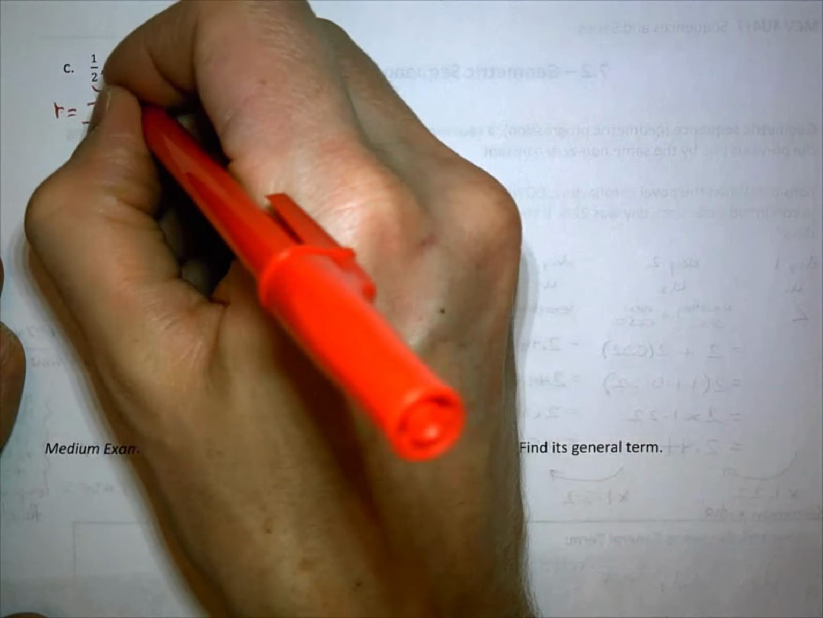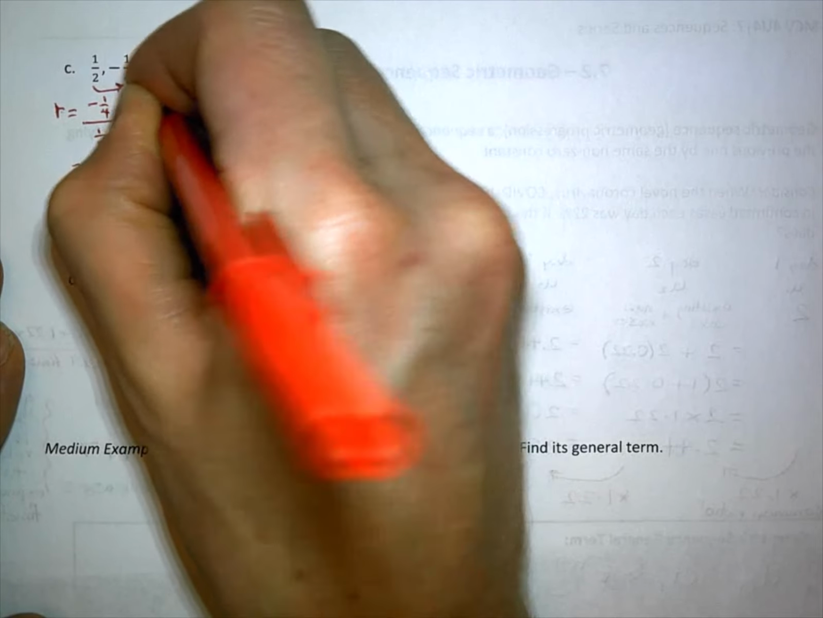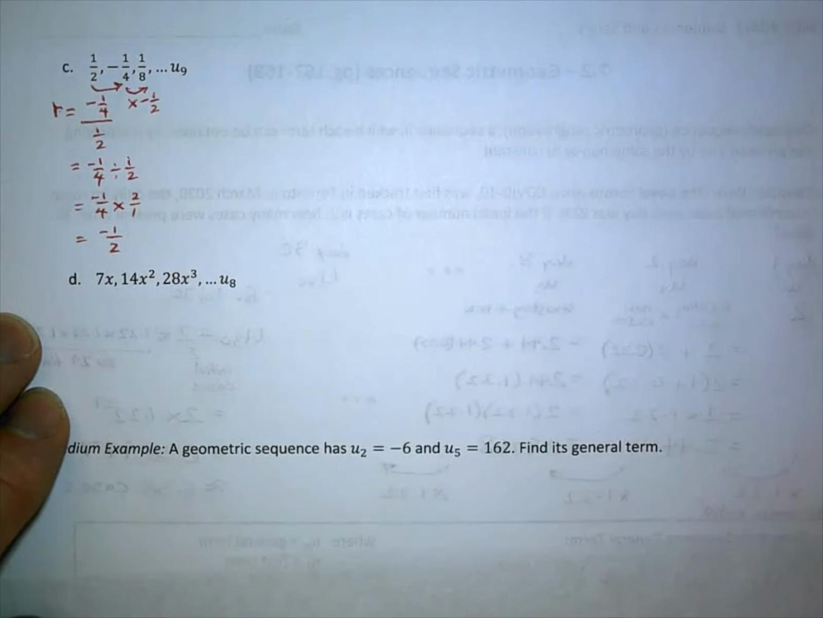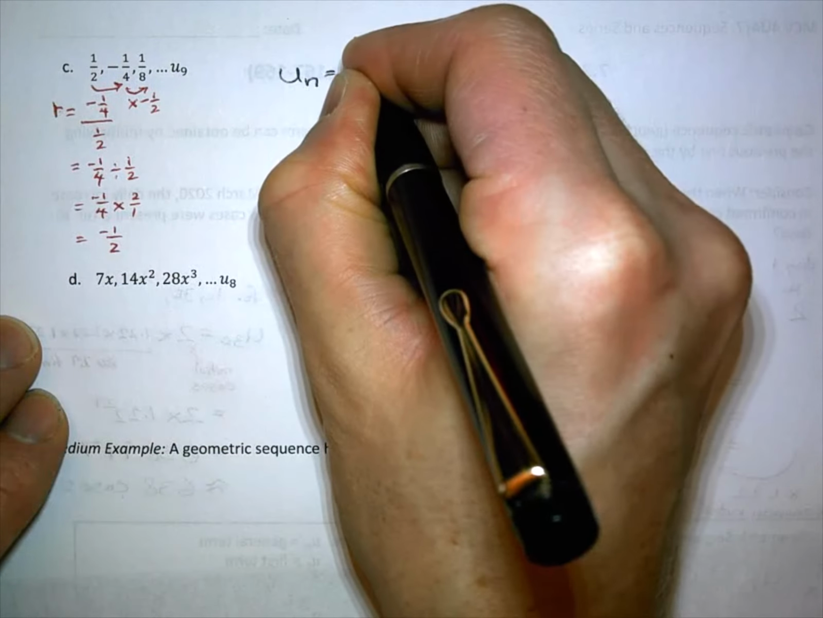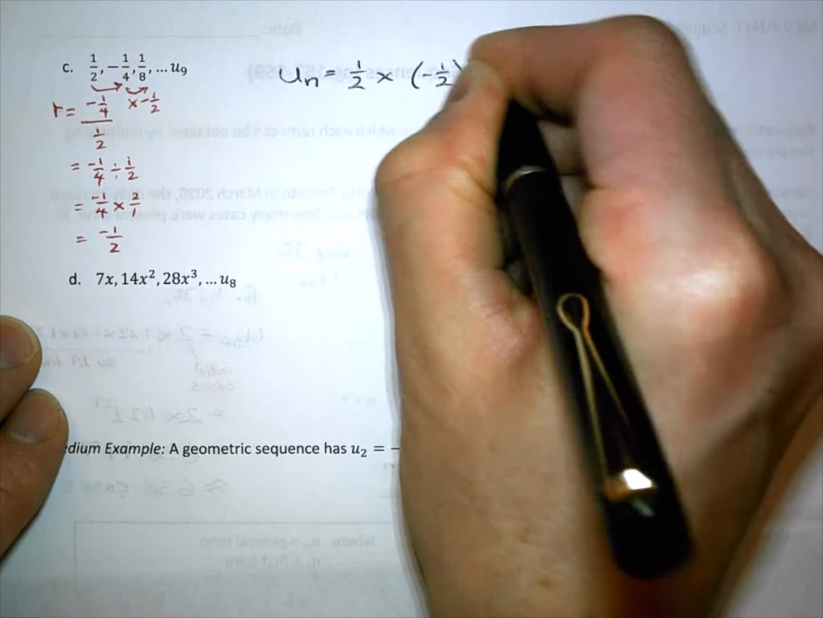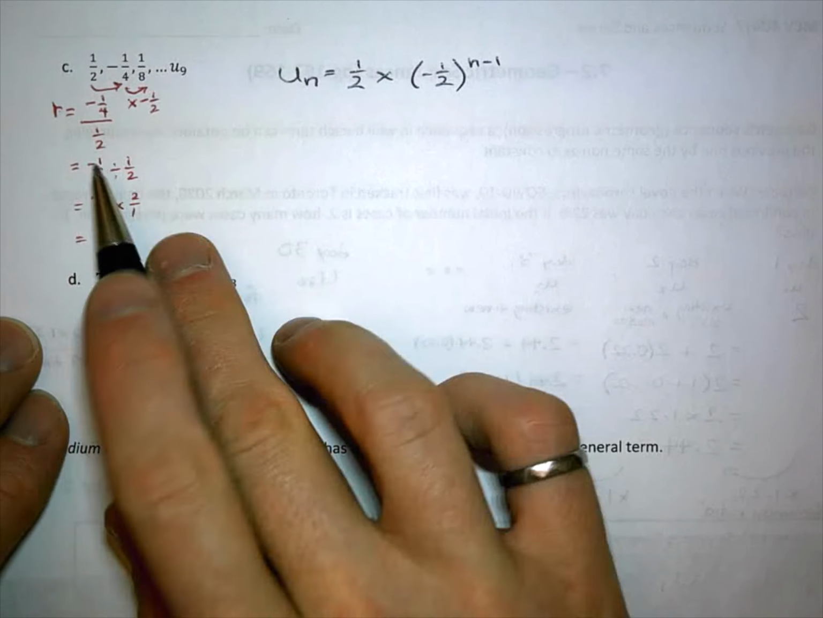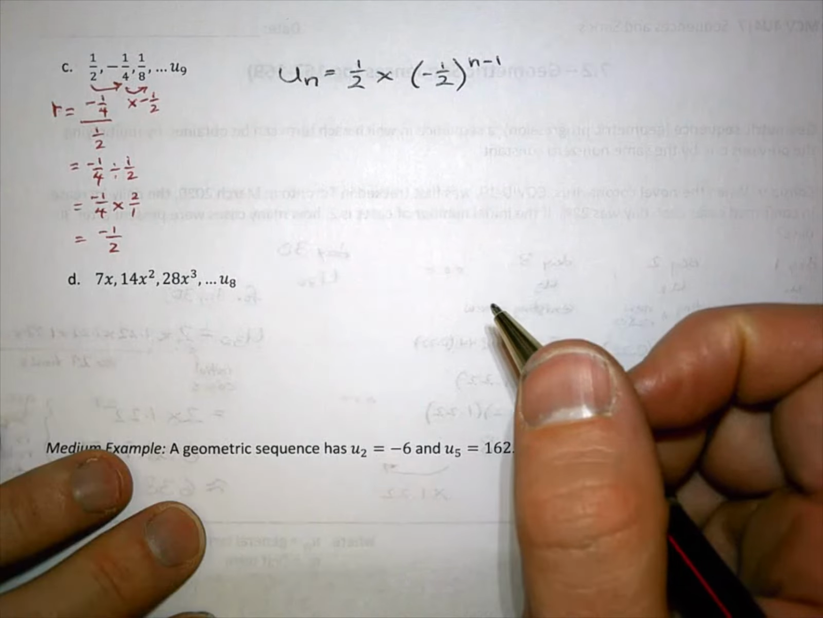So I would assume this is the same thing. This is being multiplied by negative 1/2, etc. So un, the general term, is equal to the initial term times negative 1/2 to the power of n minus 1. So just because the common ratio r is negative, it's not a problem. I can still use it.